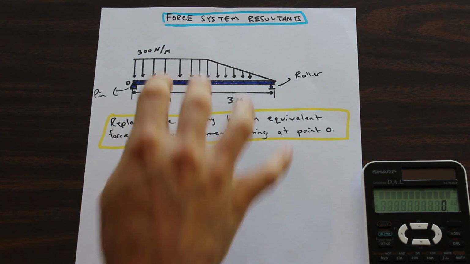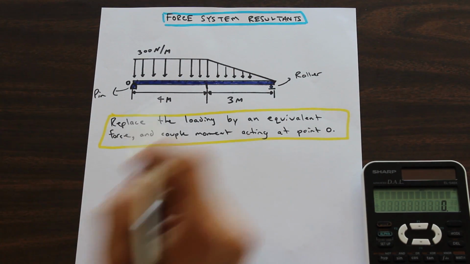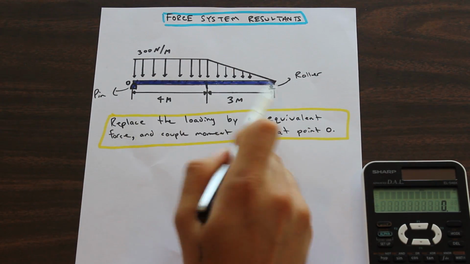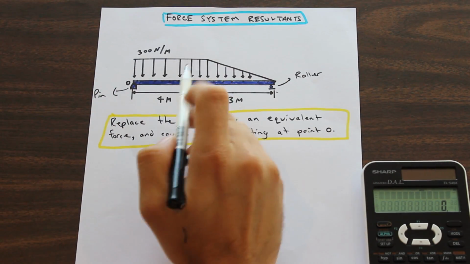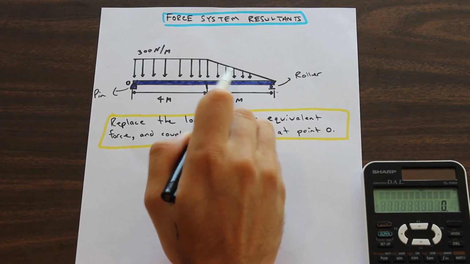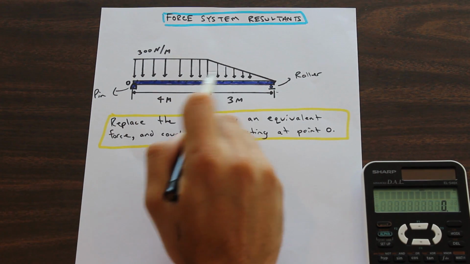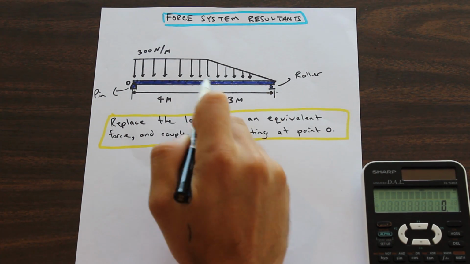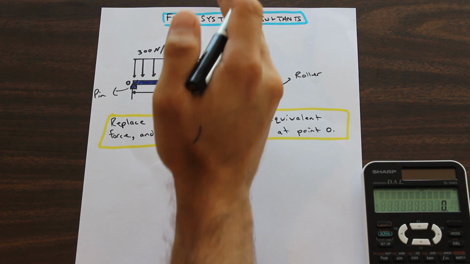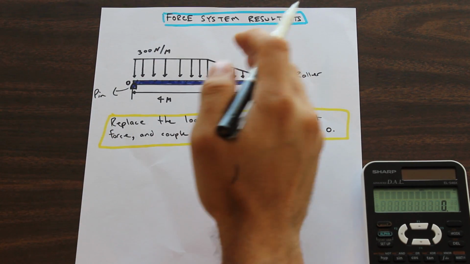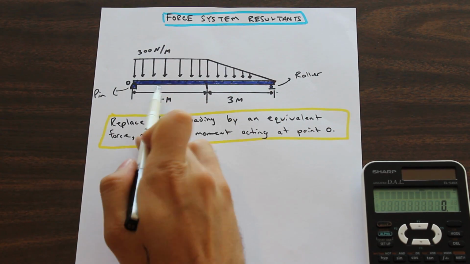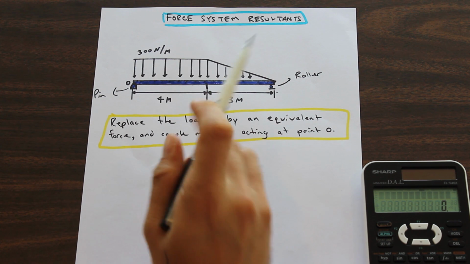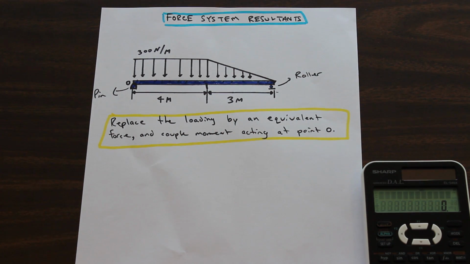So we're going to take this beam that we have, and the beam is simply supported here. We have a roller and a pin on either end, and we have two different loadings here. We have a rectangular loading and then a triangular loading. What we're going to do is create a single force. We're going to resolve the force of these two loadings into a single force at point O and a resultant couple moment. So let's go ahead and get started with that.